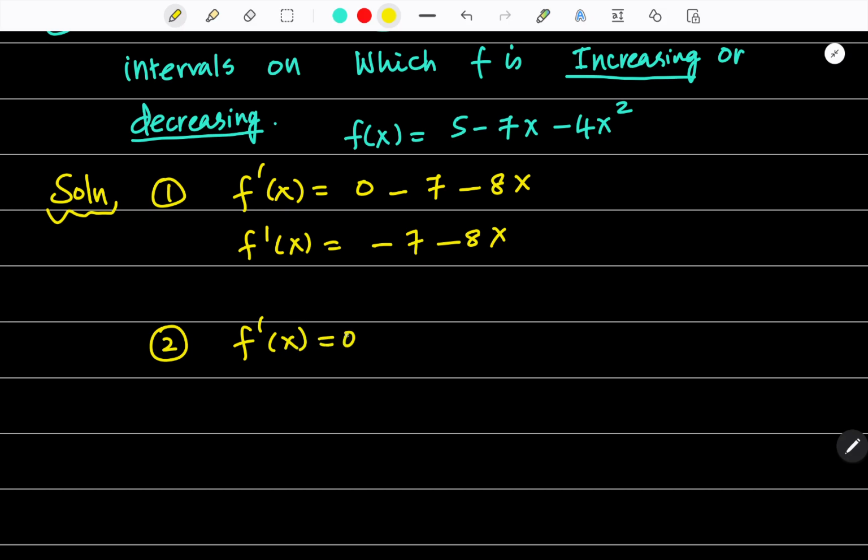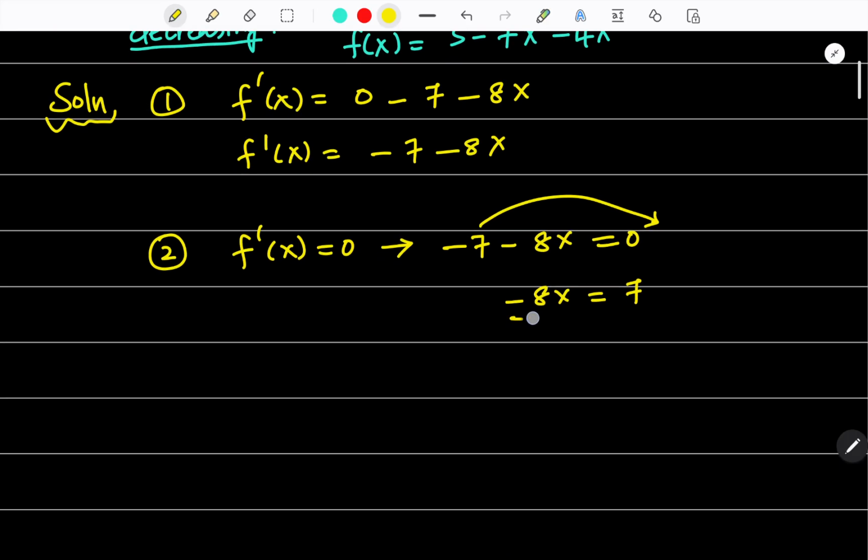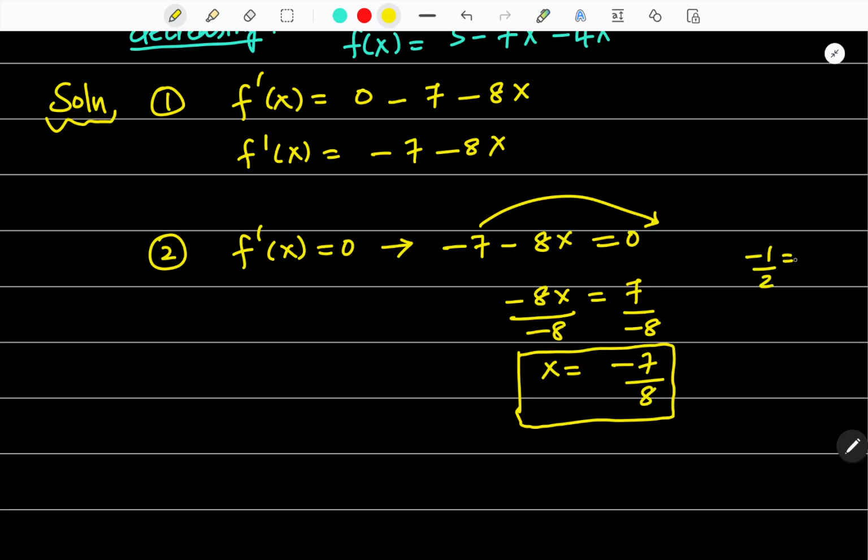F dash of x equal to 0, which implies minus 7 minus 8x is equal to 0. So minus 8x is equal to 7, goes that side, you will get plus 7. When you divide by minus 8, x equals minus 7 over 8. You can keep minus in the down or in the up, no problem. Both are going to be same. Look here, minus 1 by 2 same as 1 by minus 2 equals minus 1 by 2. All are same. Keep in your mind.